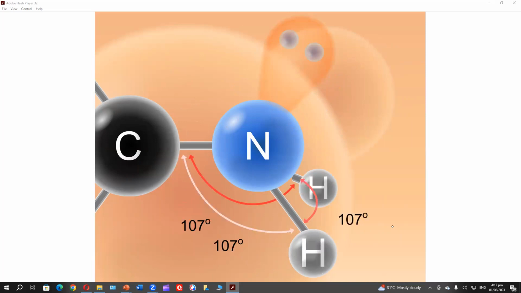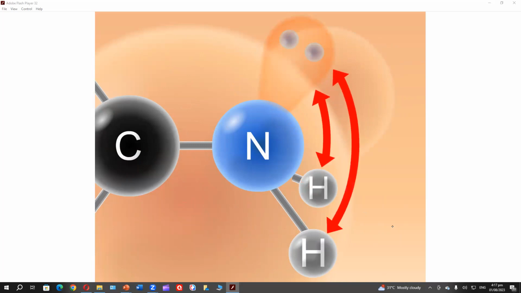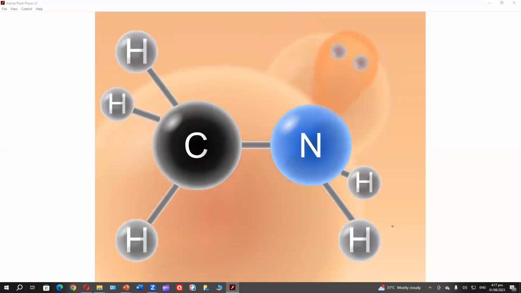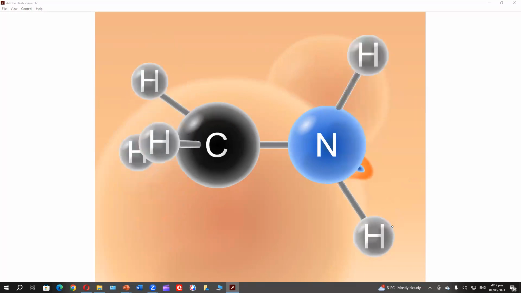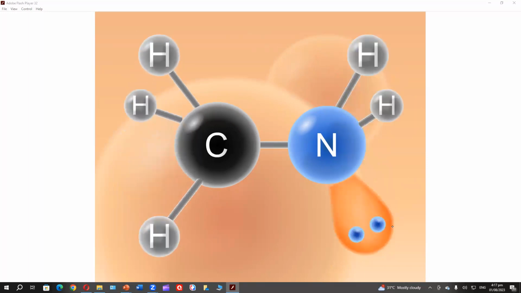The hydrogen-nitrogen-hydrogen and hydrogen-nitrogen-carbon bond angles are close to 107 degrees due to the repelling effect of the lone pair. The VSEPR theory does not predict the overall shape of the molecule. In reality, this shape is variable, since CH3 and NH2 groups can rotate freely around the carbon-nitrogen bond.